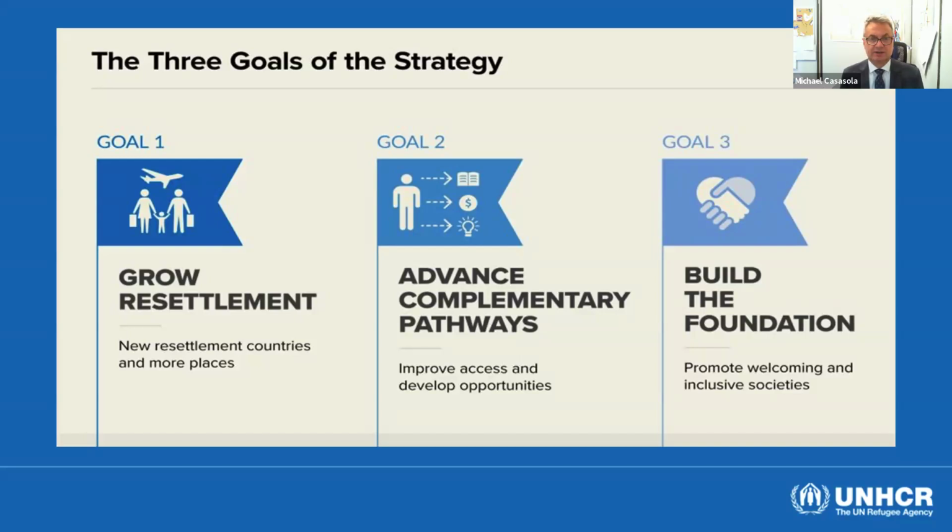So what we're trying to do is effectively three different goals. And this is part of what we call Roadmap 2030. It's a strategy that we've come together with states, NGOs, and UNHCR. First, our goal is we need to grow resettlement. We need more places. We need more countries and more places. But secondly, we need to develop further these complementary pathways.